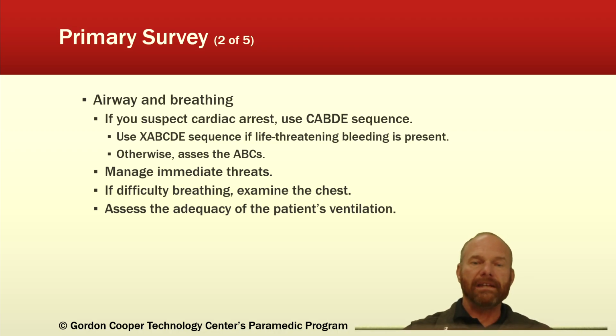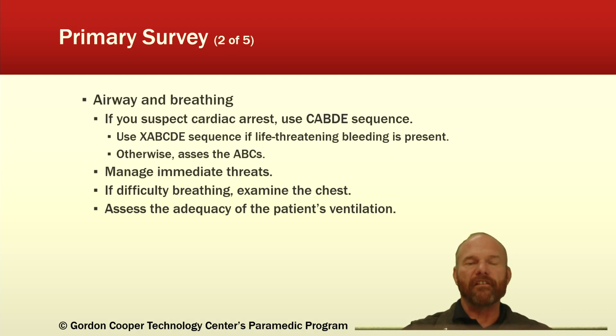Now with life-threatening bleeding, there's a new little thing that got added in, and it's an X. So you see X, A, B, C, D, E, and that X is exsanguination. So things from the inside are all coming out to the outside. So we want to control that bleeding, then go on to our ABCs. So really, it's nothing new.